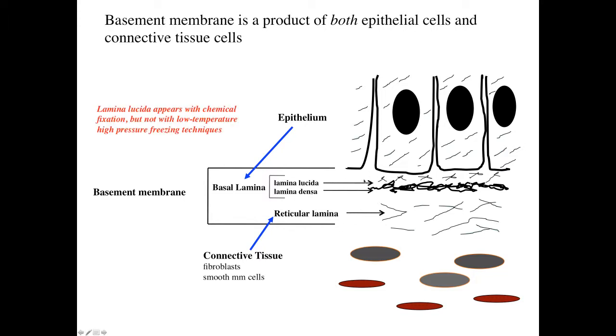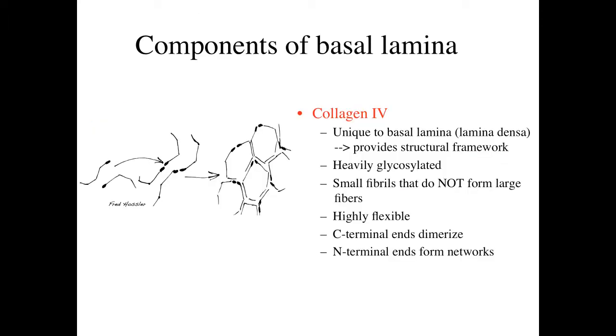As we've suggested, the lamina lucida may be a preparation artifact. It appears in tissues when the tissues are fixed with chemical fixation, but if one does more modern low temperature, high pressure freezing techniques, you don't see a lamina lucida. Components of the basal lamina. As we said, collagen type 4 is a major component. It is unique to the basal lamina. It's found in the lamina densa.